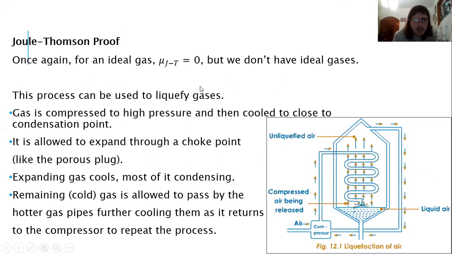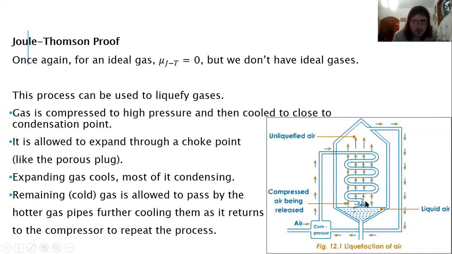Once again, for an ideal gas, mu JT is 0. But oftentimes we do not have an ideal gas because gases can liquefy. Ideal gases cannot liquefy. So if a gas is compressed to a high pressure, allow it to expand through a choke point, like a little narrow inlet. It's going to cool, and most of it is going to condense.